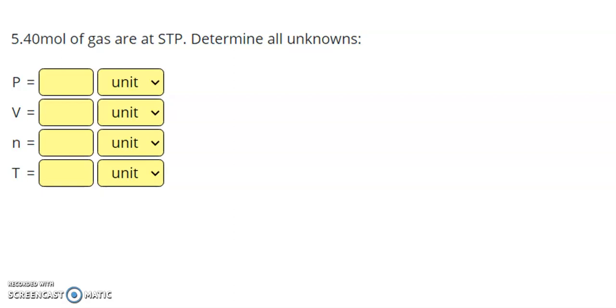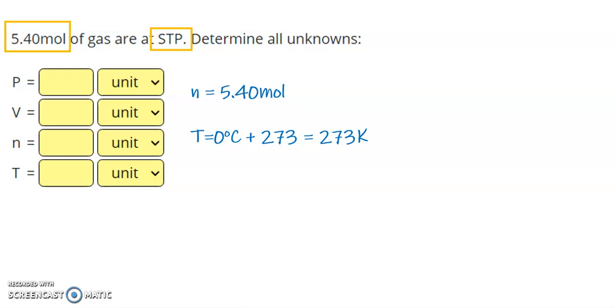that unknown variable. If we look at the equation, the first given we see is 5.4 moles of gas. We don't see any other numbers, but I do see STP. So for moles, that unit tells me that's N. So N equals 5.4 moles. STP tells me two things. It tells me the temperature is 0 degrees Celsius and pressure is 1 atm.